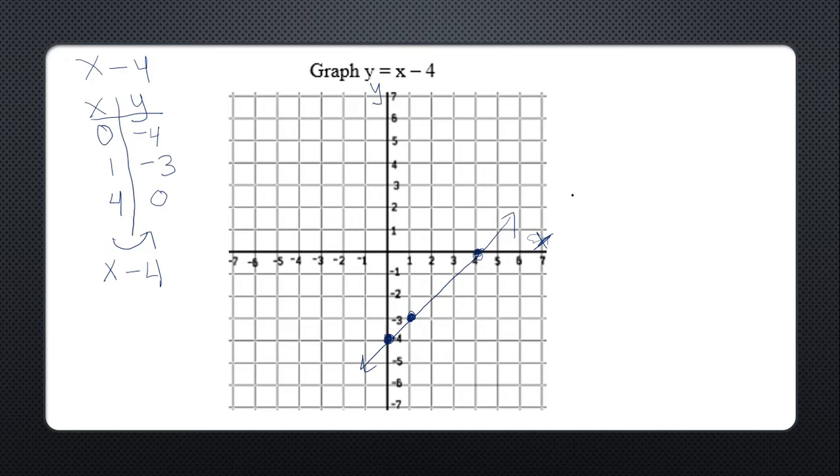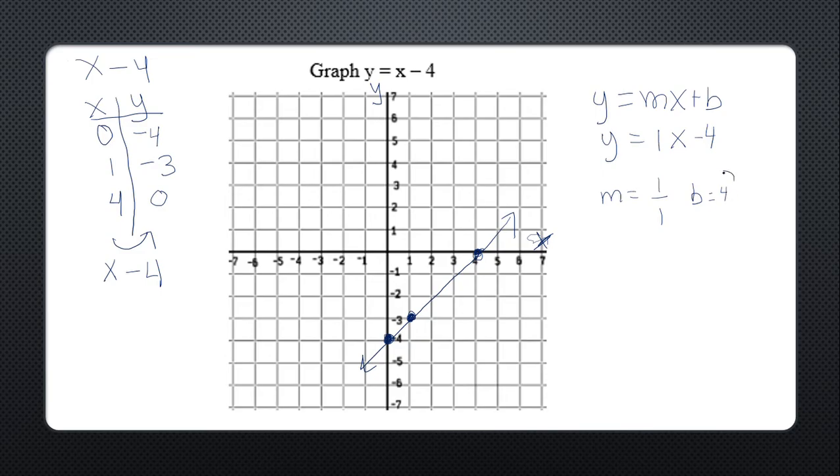Another way that you could have done this is by using the equation y equals mx plus b. All right, and if you have y equals x minus 4, if there's nothing in front of the x, the coefficient is 1. So that means that my slope is 1 over 1 because I have to have two numbers. I have to have a rise, which tells me how much I'm going to go up, and I have to have a run, which tells me how much I'm going to go left or right. The y-intercept, which is the b, is -4.